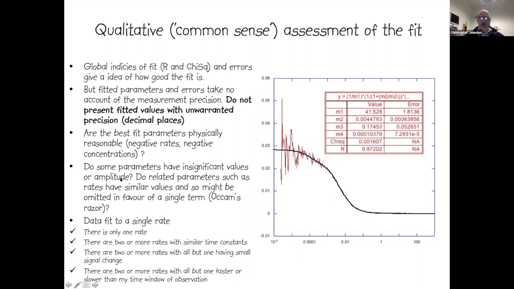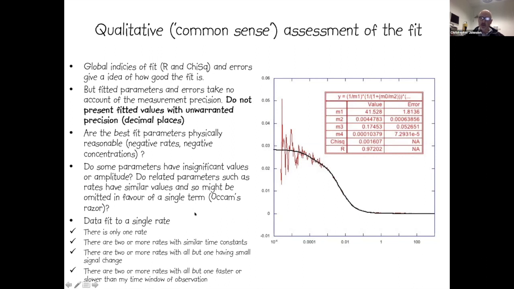So we might then consider that these are not necessary and we could take a step back and remove them from the fitting function. And similarly, we could ask ourselves, do any related parameters such as rate constants have similar values and so might be omitted in favor of a single term, again, applying Occam's Razor.